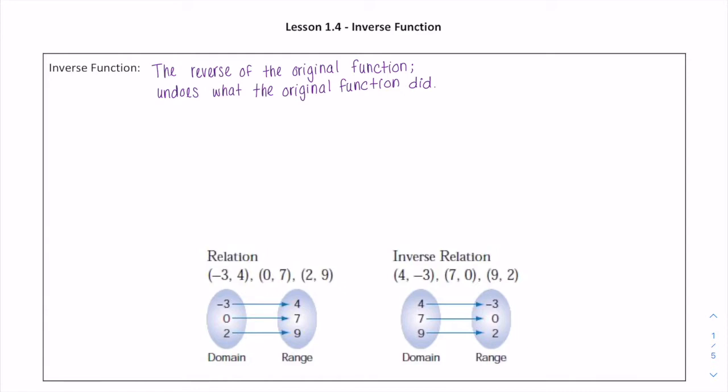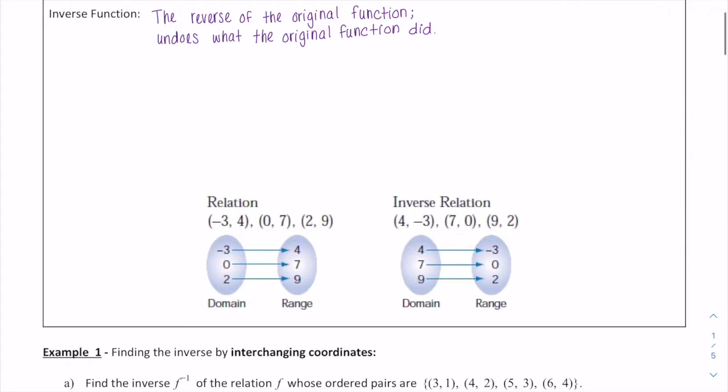The way to think of this is, if I have a relation and its inverse, my domain and range are going to flip, basically. So here I have -3 in my domain and 4, which corresponds to the ordered pair -3, 4. Now in my inverse, my domain and range are going to switch. So it basically does it backwards in a sense. So now my domain will be 4 and my range will be -3, giving me the ordered pair 4, -3.